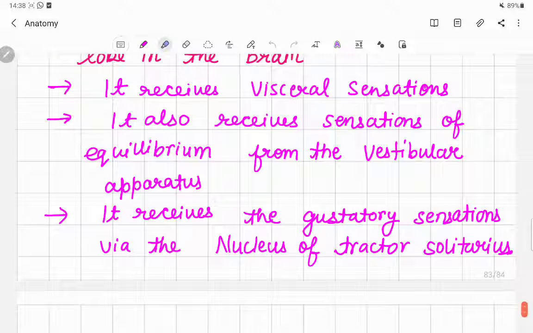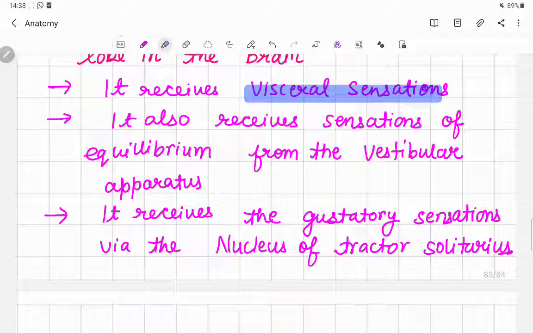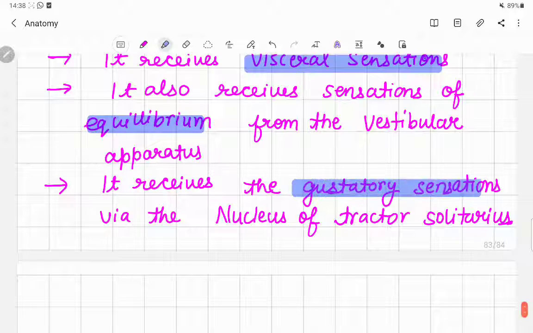So it has three main functions. We have to remember only these three functions: it receives the visceral sensations, it also receives the sensations of equilibrium from the vestibular apparatus, and the third is the gustatory sensations.